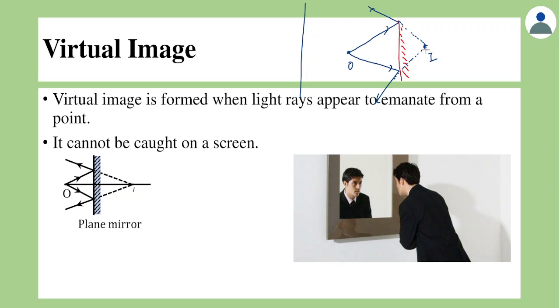So this point is called the image point. It's a virtual image. In case of a virtual image, the light rays appear to emanate; if you see from this side, it's like light rays coming from the point A. So this is called a virtual image.